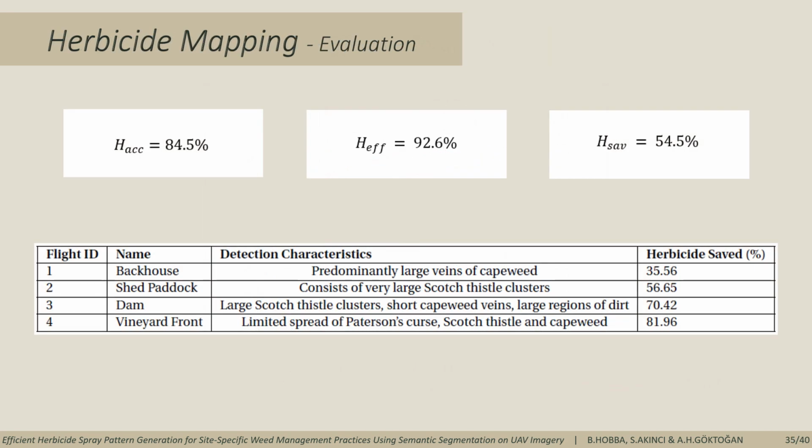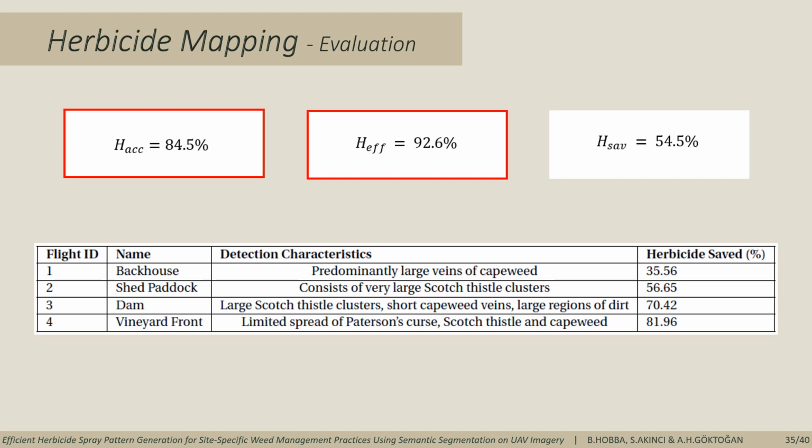The overall average accuracy of the entire dataset was 85%, efficiency was 93%, and 55% of herbicide that would have been used was saved. The herbicide saved in the table demonstrates that the system sufficiently saves a large majority of herbicide, even though the characteristics of each region of land change.